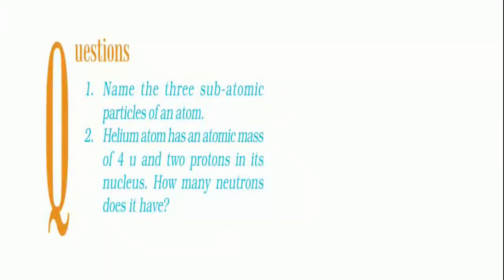Name the 3 subatomic particles of an atom. All of you must tell me. What are the 3 subatomic particles of an atom? Very good. Protons, electrons, and neutrons. Then next question. A helium atom has an atomic mass of 4 units and 2 protons. 2, ma'am. Very good. 4 minus 2 is 2. So how many neutrons does it have? It has 2. Very good. So you're all clear with this.